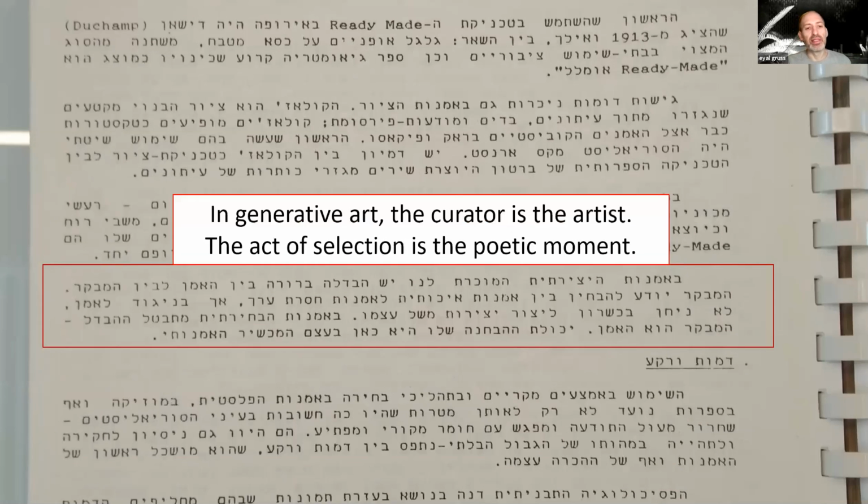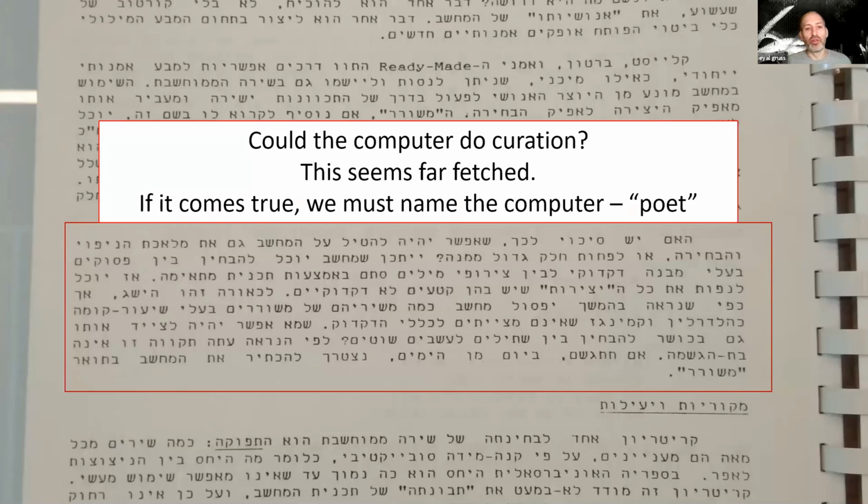And he goes on and says that in generative art, the curator, the one that makes the choice, is the artist. The act of selection is the poetic moment. And he asks later, could a computer do curation? This seems far-fetched. If it comes true, we must name the computer poet, which we will soon do.